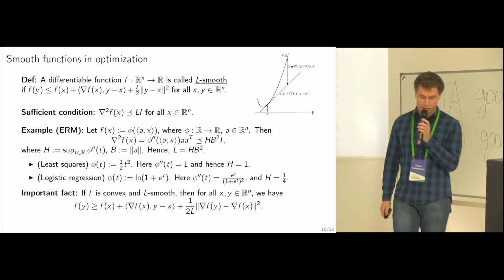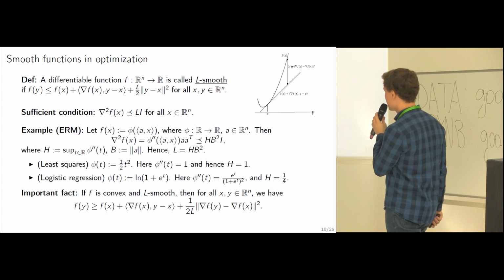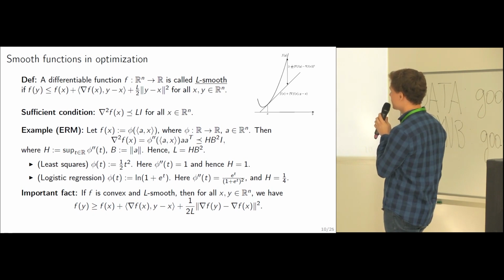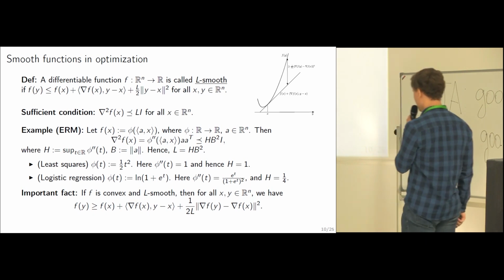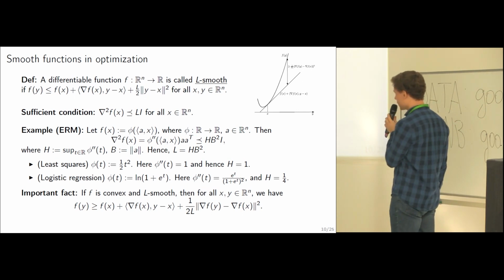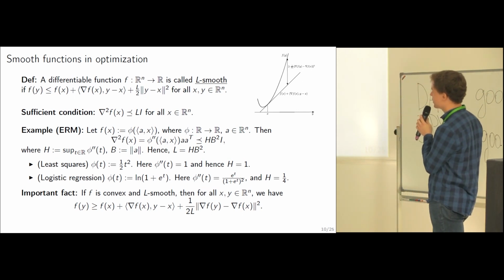Okay, let me mention quite an important fact. It will not be needed in a moment, but we will return to this in the second part. It will be important. So again, let me recall to you that this notion of L-smoothness is independent of convexity. However, if our function is L-smooth and additionally convex, then we can say something interesting about this function. Let us look at the picture. So what does this inequality say?